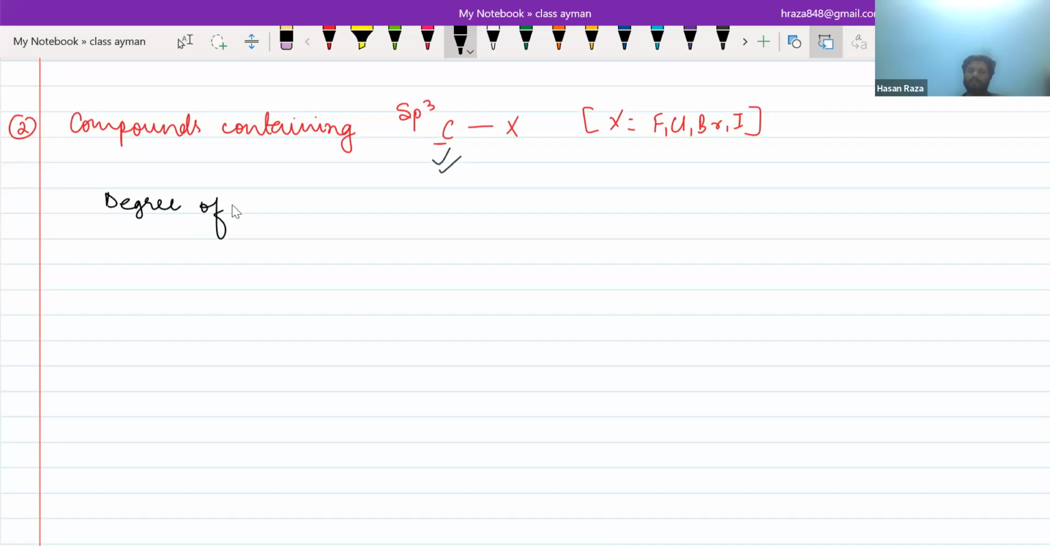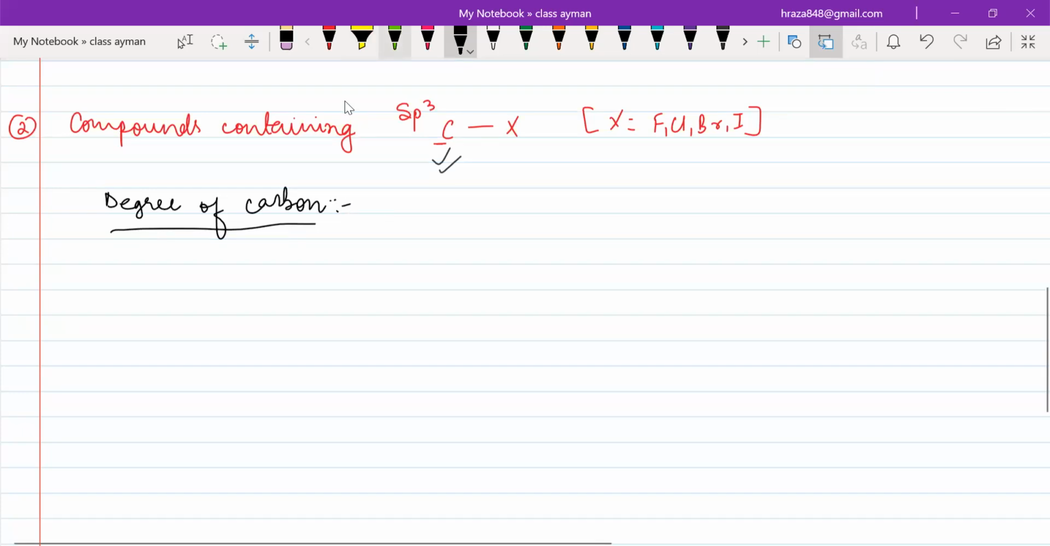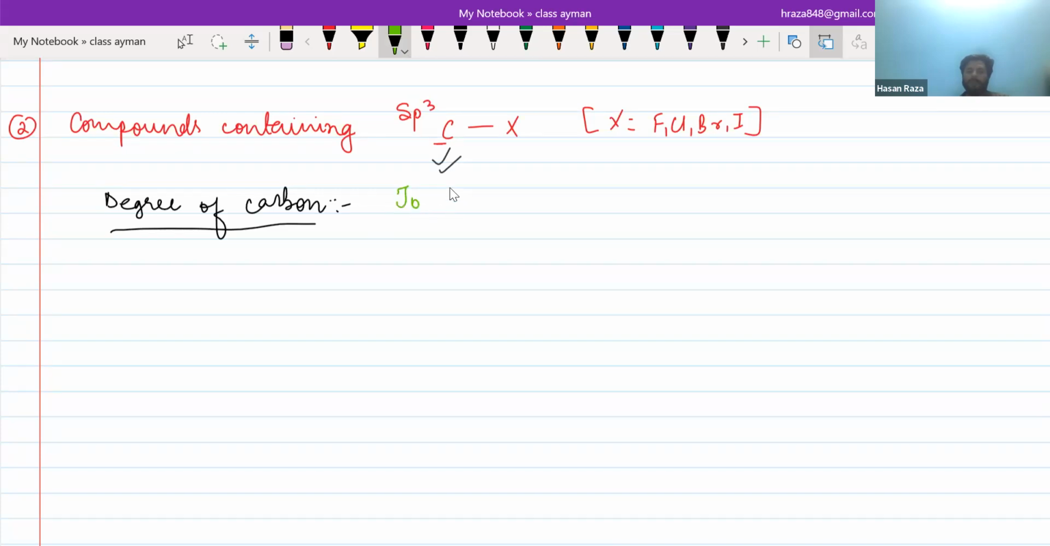First, I'm going to introduce degree of carbon. Do you know what is degree of carbon? No, sir, I don't remember actually. So basically, what is degree of carbon? Concentrate here to how many carbons?